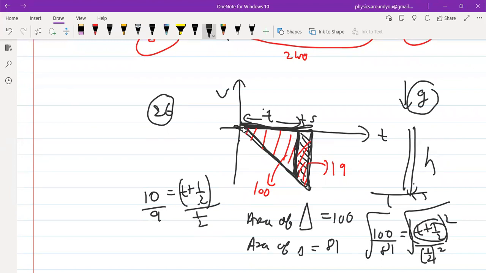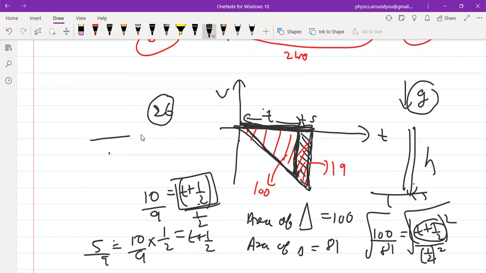So what is this distance? T plus half is 10 by 9 into 1 by 2, or t plus half is 5 by 9. So I have a triangle. The entire base of the triangle, t plus half, is 5 by 9.